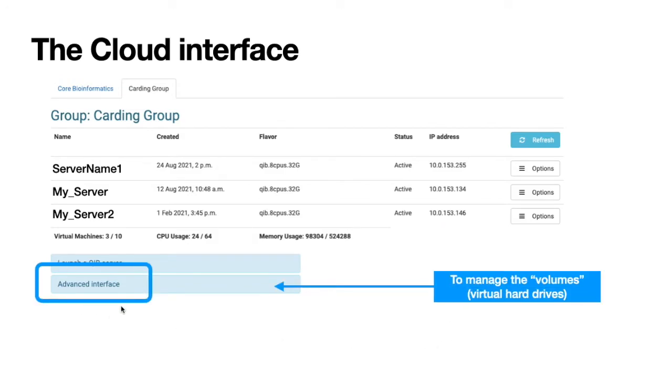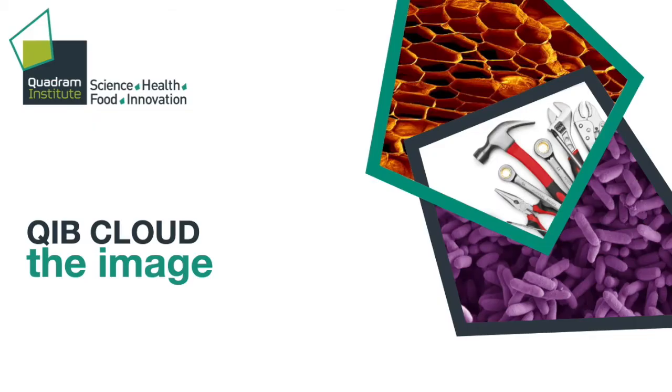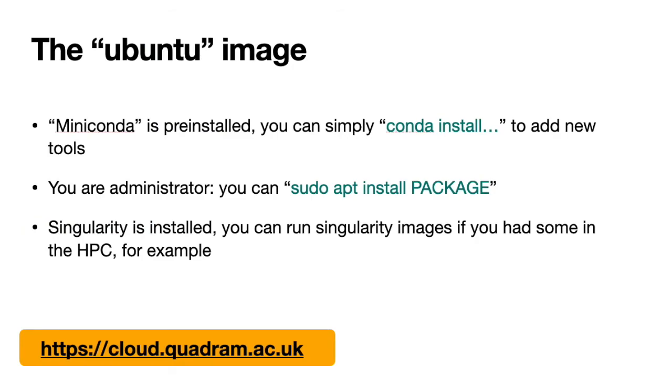From the advanced interface, you can create new volumes. So you can create virtual hard drives that you can mount to your machine. And all the documentation for this is clearly explained in the Confluence documentation. So a couple of words about what kind of operating system you will find. It's a stripped down Ubuntu if you select Ubuntu. But there are a couple of things already installed for you. One is Miniconda, so you can easily Conda install something to add new tools.